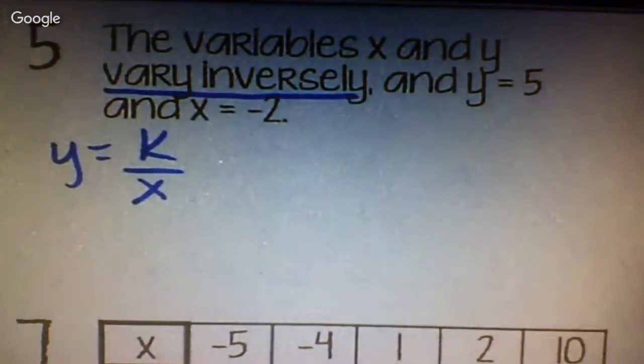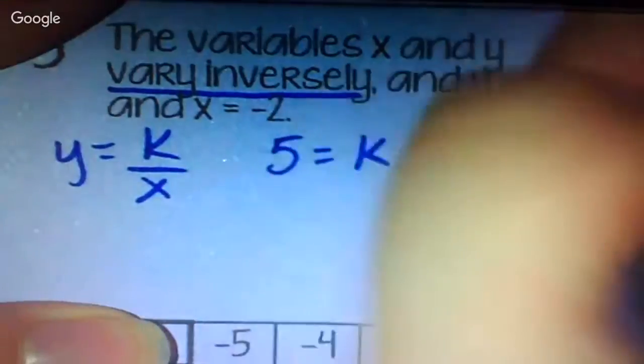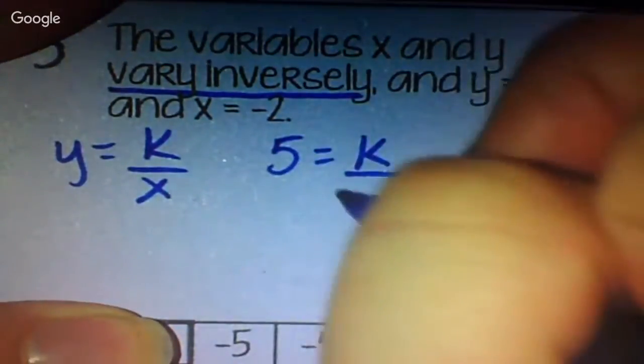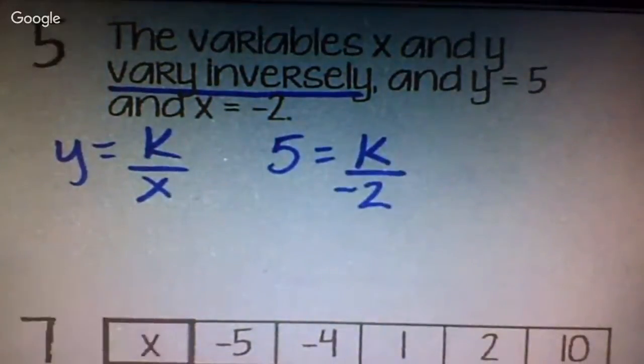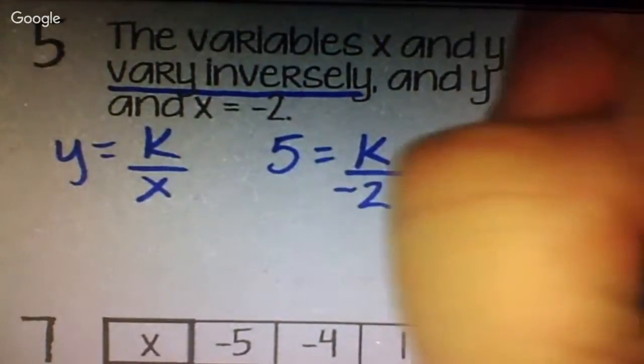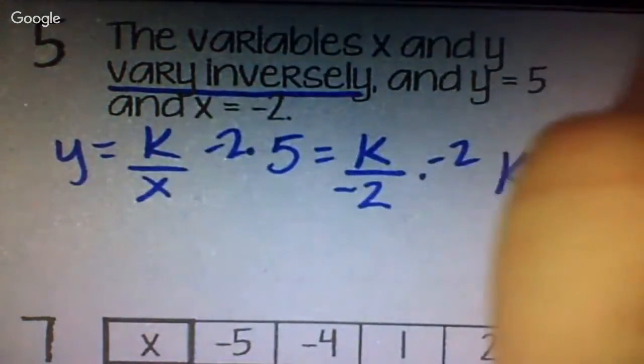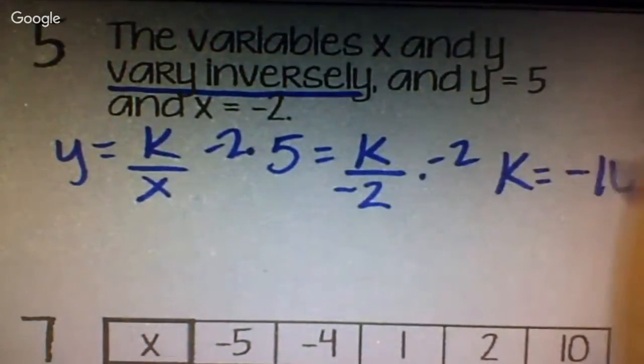So now it tells you y is 5 and x is -2. I need to find my k value then and then write my equation. So if y is 5, this becomes 5 equals k divided by my x, so it's -2. Multiply both sides by -2 to solve for k. So k should equal -10.